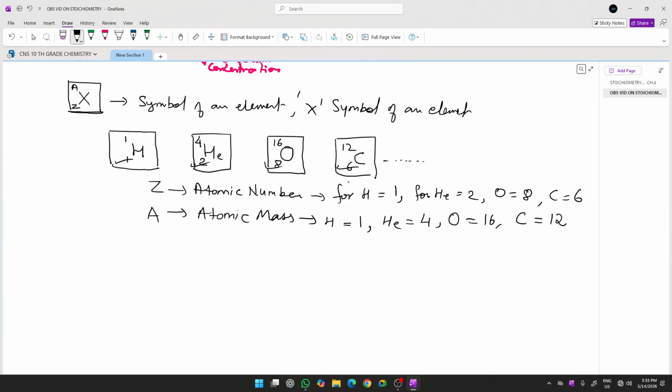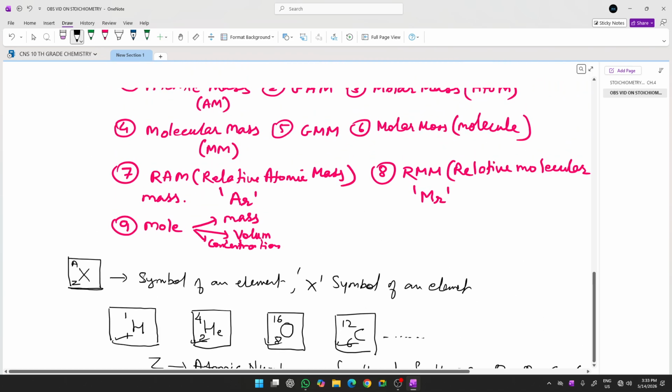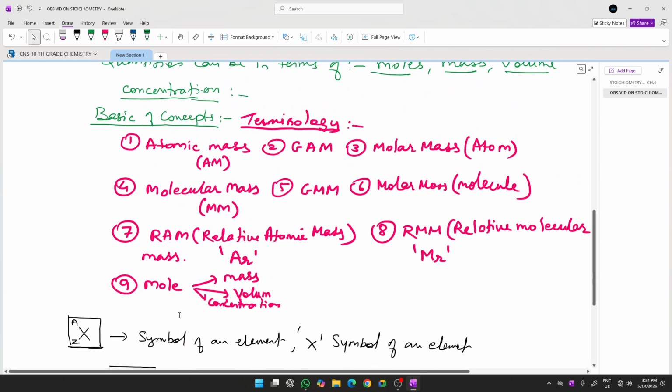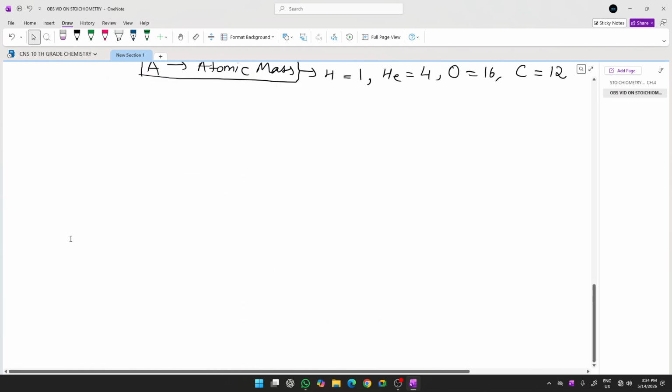In the periodic table, you have so many elements. So each and every element will have such a symbol, and at the bottom of the symbol, you will have atomic number. At the top, you will have atomic mass number. So our first term was something called atomic mass, which we have to start with, isn't it? Atomic mass. Can you see here? Atomic mass, right? This one.